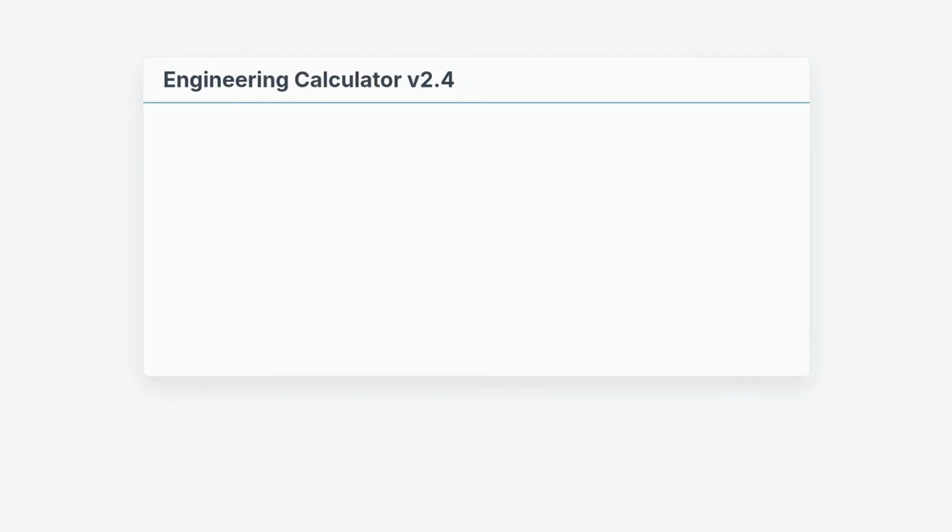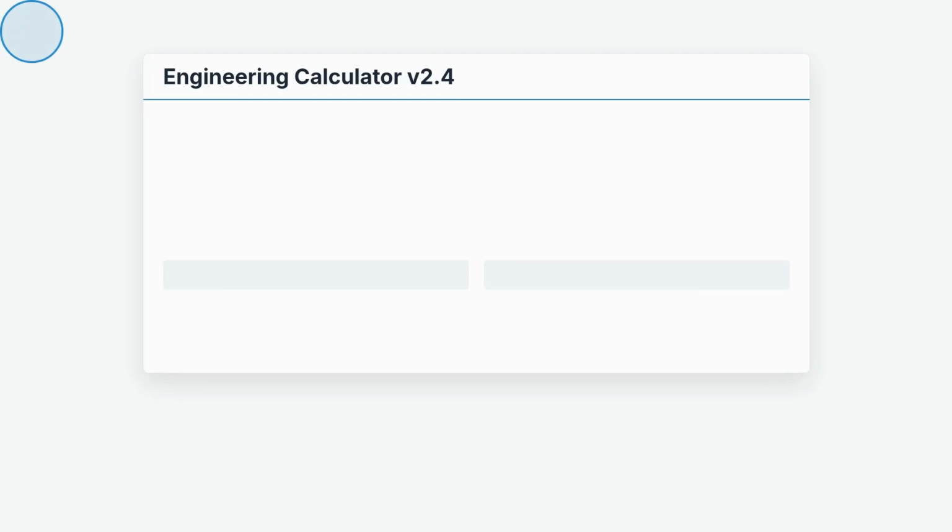The LiDAR Minimum Maximum Range Error Calculator helps engineers determine the uncertainty in distance measurements for LiDAR systems. Let's start with the inputs. First, we have a units drop-down menu where you can select either metric with meters and millimeters or imperial with feet and inches. For this demonstration, I'm using metric.